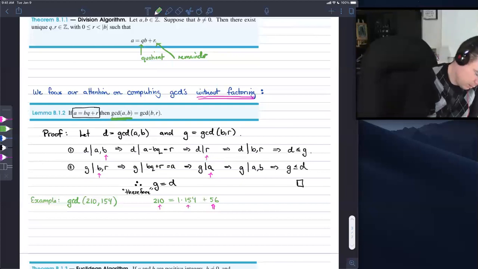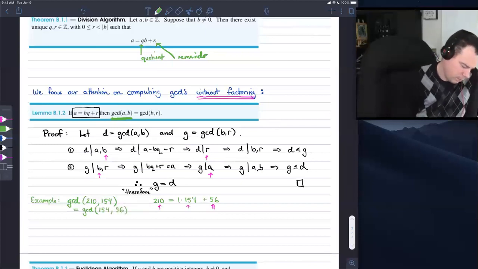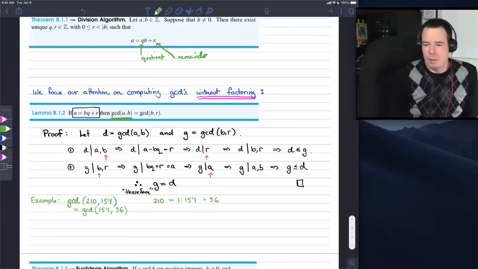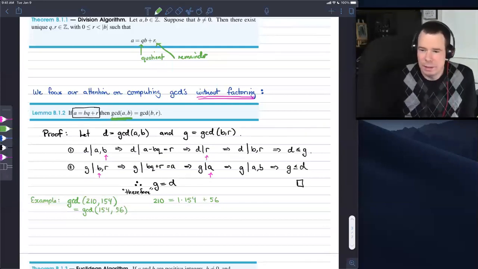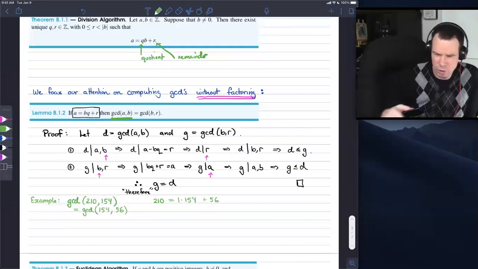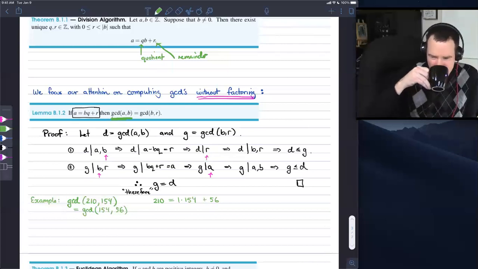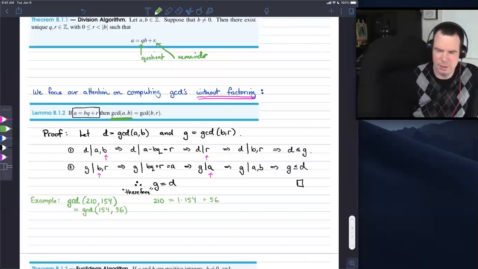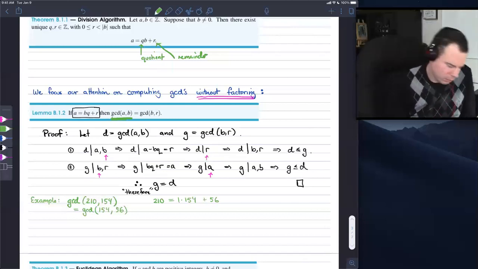So that tells us, or at least the lemma above says, that the GCD of 210 and 154 is the GCD of 154 and 56. I'm going to get rid of these pink arrows because I'm going to use that space for the next line. That's the lemma, but the lemma can be applied again and again. So now I want to compute the GCD of 154 and 56. Well, that's going to be the GCD of 56 and the remainder of 154 divided by 56.